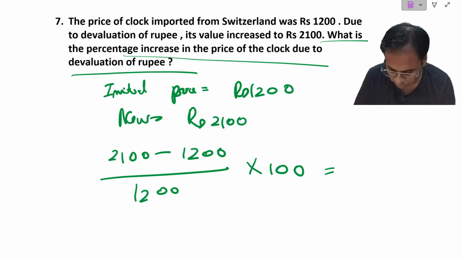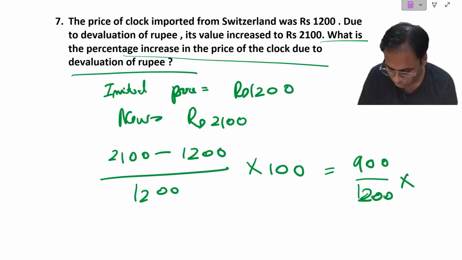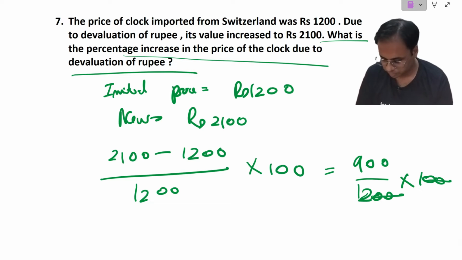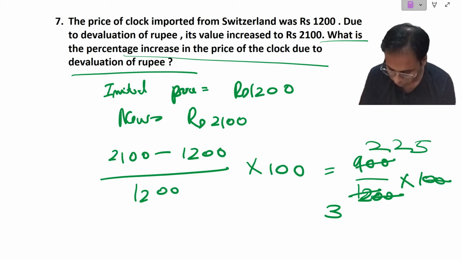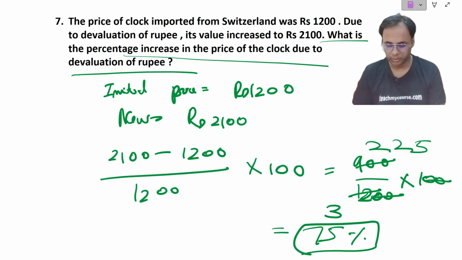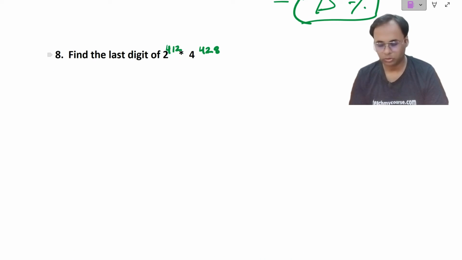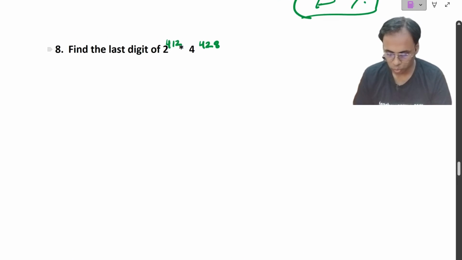So we have 900 upon 1200 into 100, okay, correct. So it is like 4 into 3 and 4 into 2, okay. So it is 225, okay. So then can we just further calculate it? It can be 75, okay. So it is 75%, okay. So this is the percentage increase in the price of the clock due to devaluation of the rupee, which is 75%.